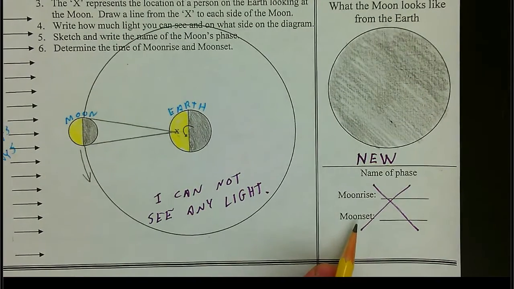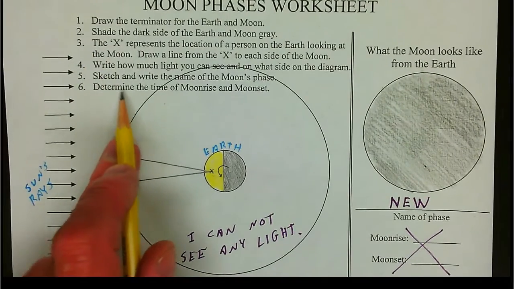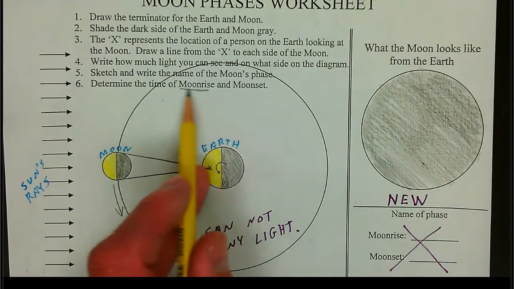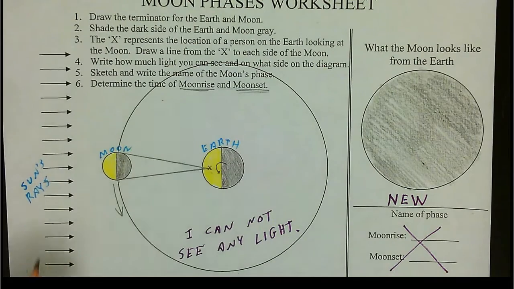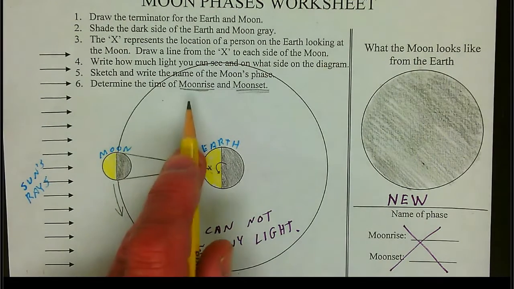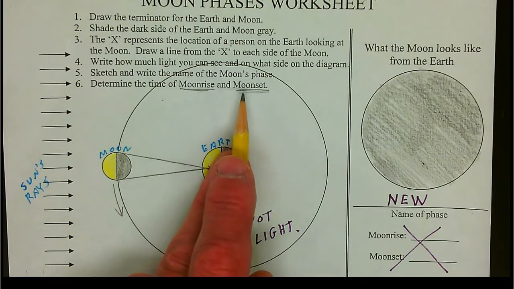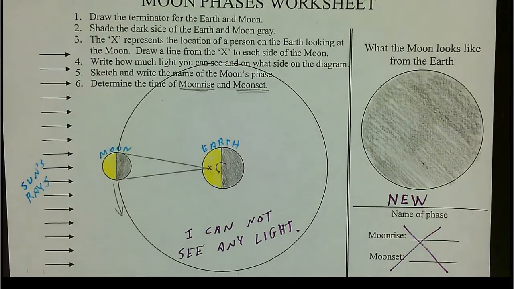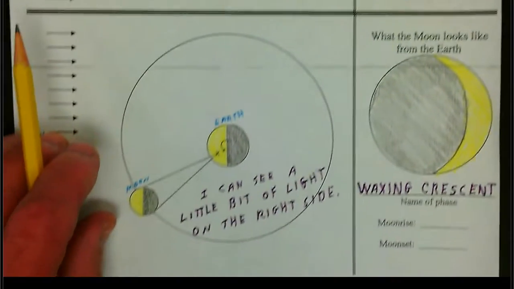Earlier, we didn't have to do 6 because we couldn't see a moon, but let's take a look at question 6 now. It says, determine the time of moonrise and moonset. Moonrise and moonset is the same idea as sunrise and sunset. Sunrise is when you can first see the sun in the morning. Sunset is when you can no longer see it. Same thing is true for the moon. When can you see the moon? When can you not see the moon?